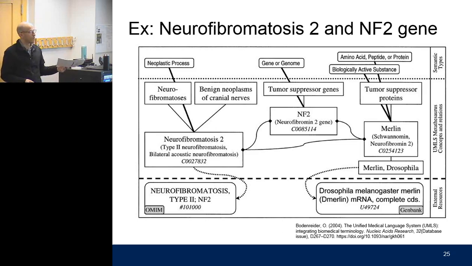So the Merlin concept record within UMLS happens to have a unique identifier for its corresponding record in the gene ontology. Because that is already mapped into the UMLS, you could use a concept record to link out to GenBank and pull Drosophila studies that are related to this protein that you're interested in. And similarly with neurofibromatosis and linking directly out to OMIM.